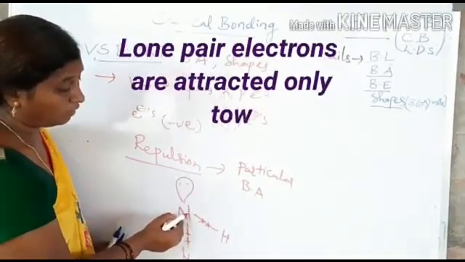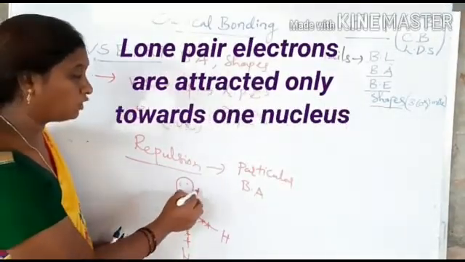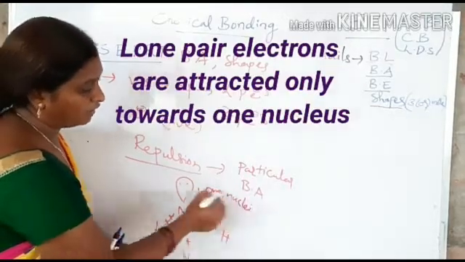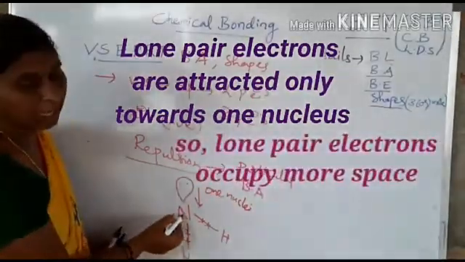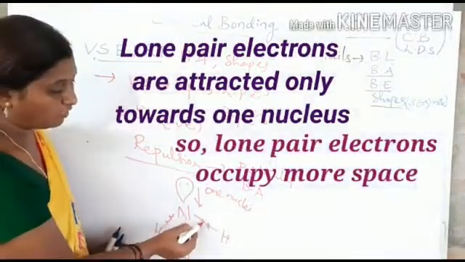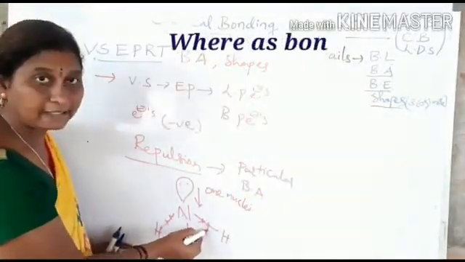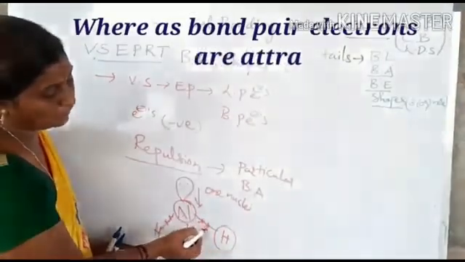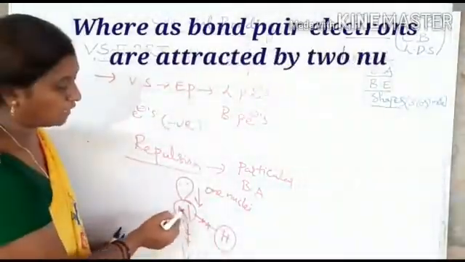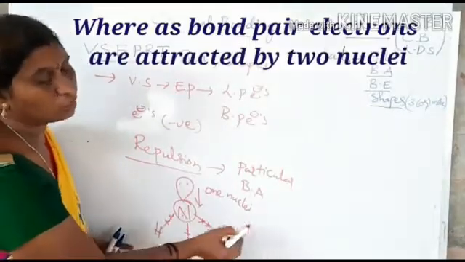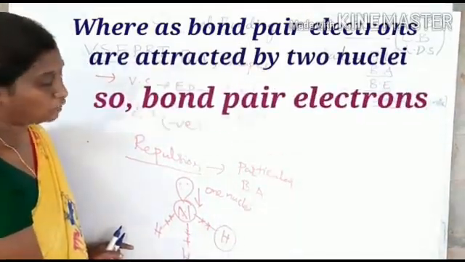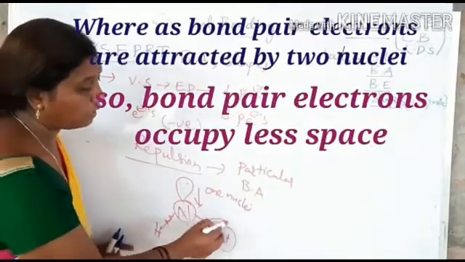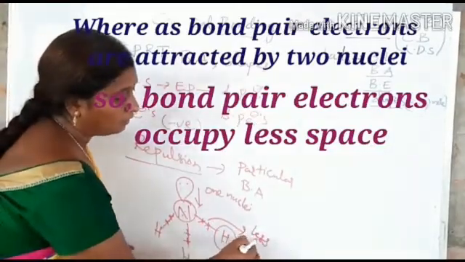Okay, so the lone pair is attracted only towards one nucleus. Here it is attracted only towards the one nitrogen atom nucleus. Whereas bond pair electrons are attracted by the nuclei of two bonded atoms, that means here these two electrons, a pair of electrons, are attracted by the nucleus of nitrogen and the nucleus of hydrogen. So as these electrons are attracted by the two nuclei, they occupy very little space.